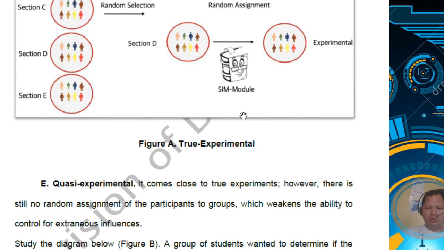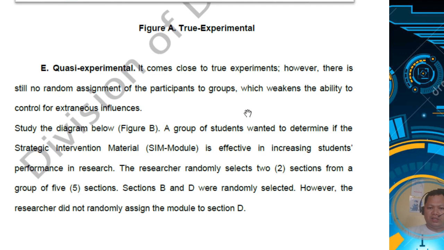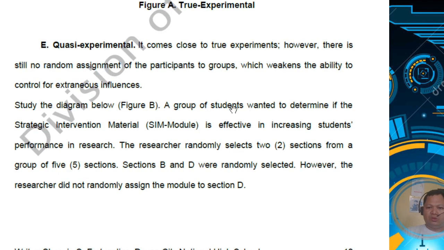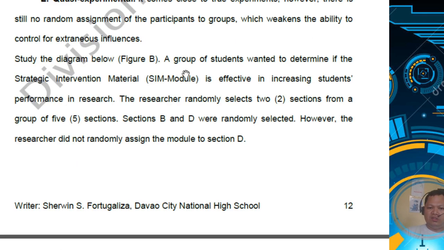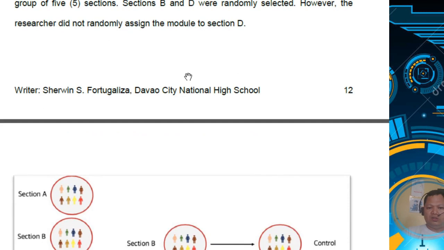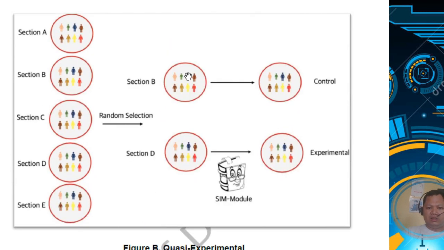Let's proceed to quasi-experimental. It comes close to true experiments. However, there is still no random assignment of the participants to groups, which weakens the ability to control for extraneous influences. This is the illustration. To illustrate, we have again the same diagram. We have sections A to E.